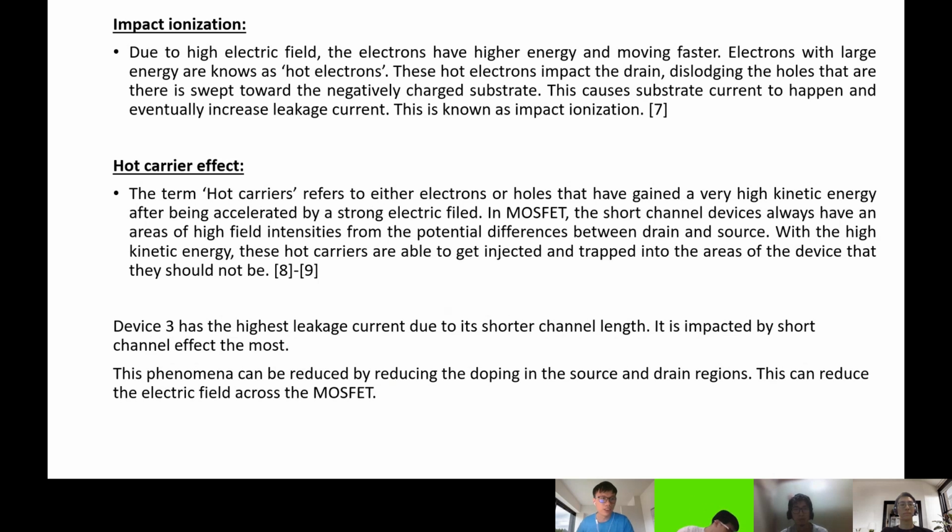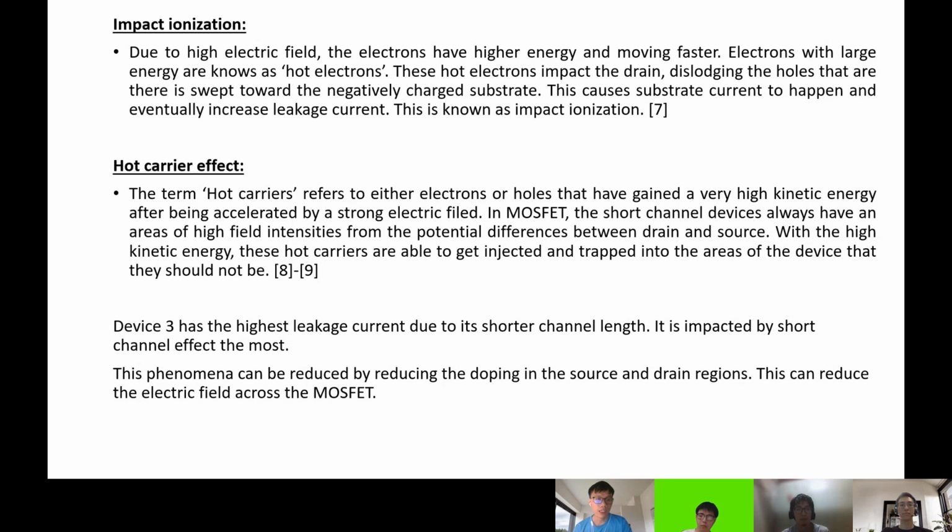Okay, impact ionization. Due to the high electric field, the electrons have higher energy and move faster. Electrons with large energy are known as hot electrons. These hot electrons impact the drain, dislodging the holes that are there, which are swept toward the negatively charged substrate. This causes substrate current and eventually increases leakage current. This is known as impact ionization. Next, hot carrier effect.